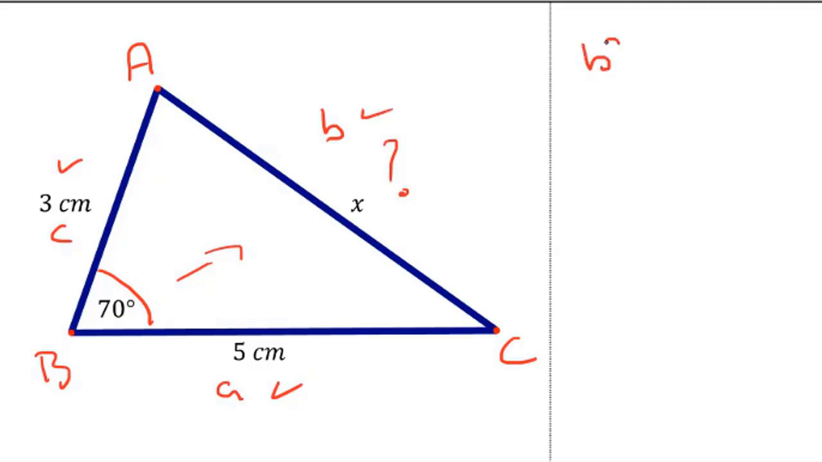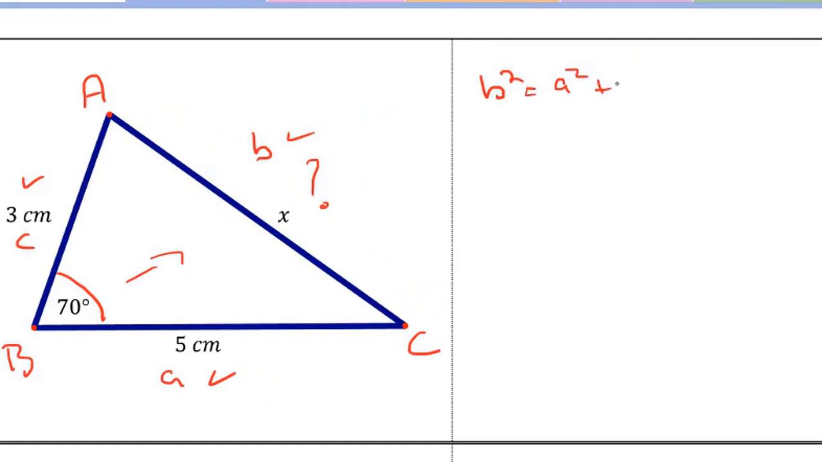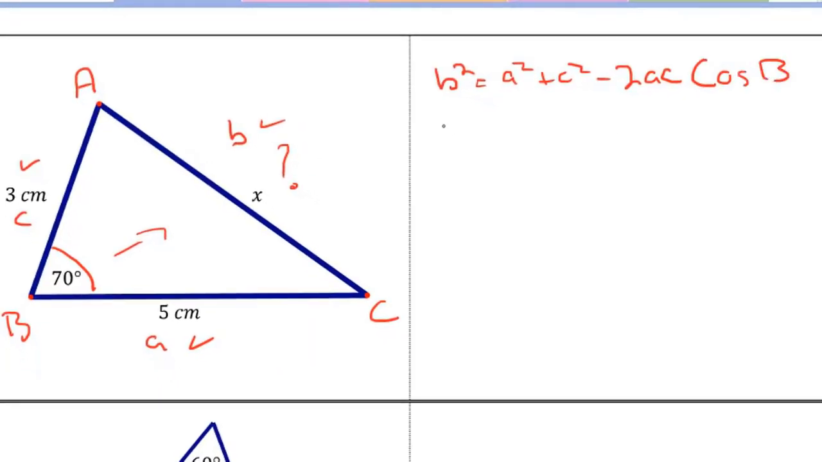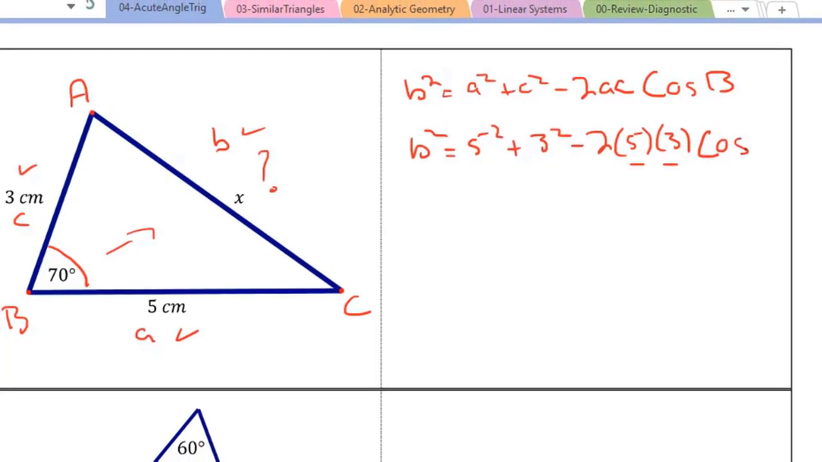So I'm going to use the cosine law because I'm looking for side B. I'm going to use it in this form. B squared equals A squared plus C squared minus 2AC times the cosine of angle B. I'm going to substitute in what I know, so it's going to be b squared equals a squared. Now remember A was 5, so it's going to be 5 squared plus c squared, and c was 3, so that's going to be 3 squared, minus 2 times 5 times 3, which is A and C, times the cosine of angle B, which is 70.